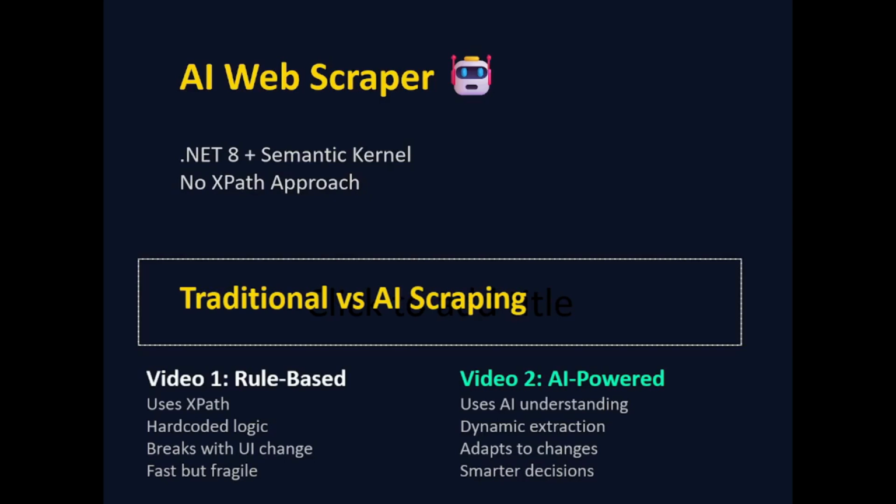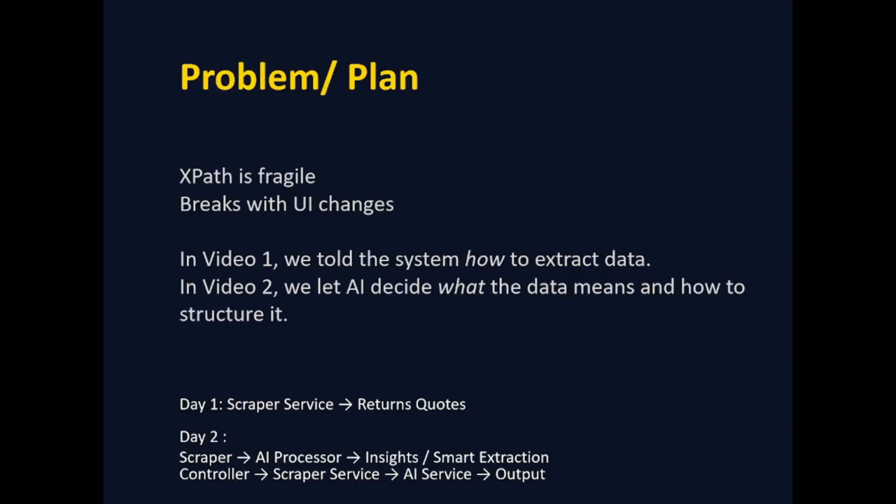Fast but fragile. But in video 2, we will use prompting. I will use an LLM, the Azure OpenAI model GPT-4, and we will let AI take the decision. So the problem is XPath, which we covered in day one, where we showed what web scraping is and how to extract data without AI. On the same foundation, we have enhanced in day two, where we let AI decide what the data means and how to structure it.